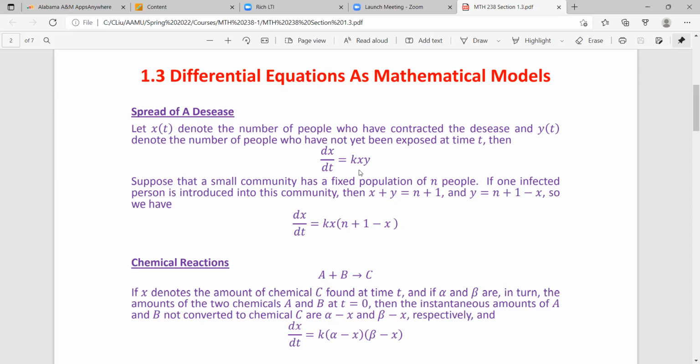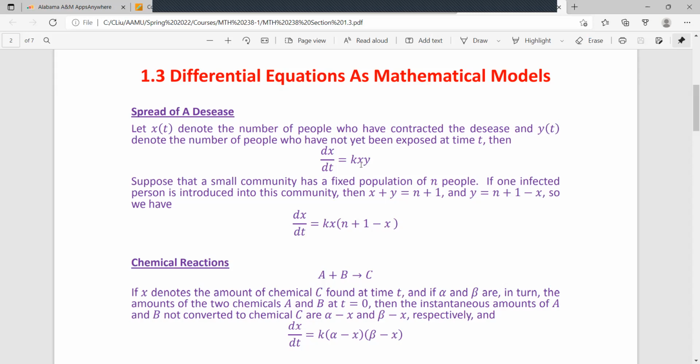So the number of people contracted with the disease will increase. Okay, k is positive. But also, the rate of change of this number will be related to the number of people who have contracted and the number of people who have not contracted. So dx over dt is equal to k times x times y. So it's proportional to the product of the two populations.